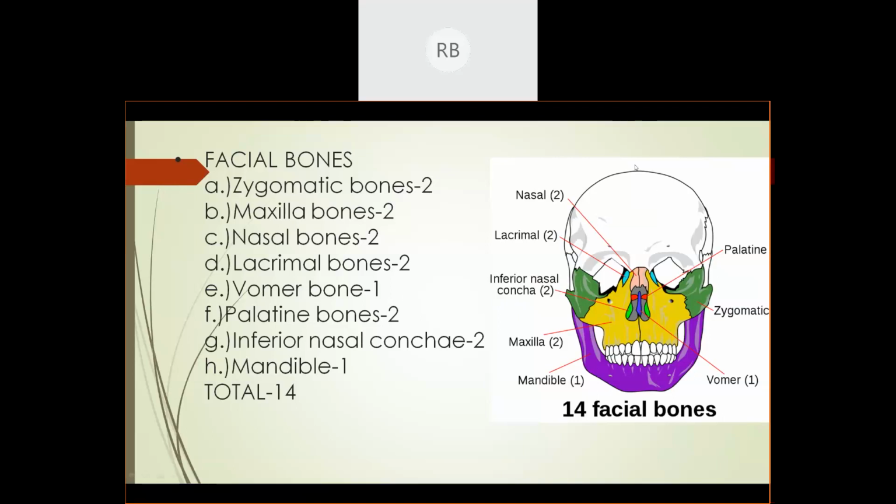Okay, next is facial bones. Let's see the facial bones. First, we will see the zygomatic bones. This green color part, right? How many zygomatic bones do you have? Two. Zygomatic bones two. This green color one, two. Okay, these are the zygomatic bones.